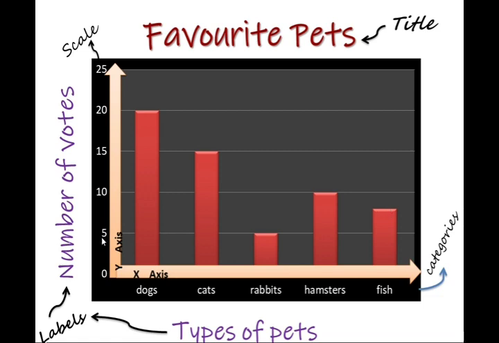Now, the numbers that are in between 5 and 10 are 6, 7, 8, and 9. But look carefully. The bar is not too close to the 5, so it can't be 6. The bar is not too close to the 10, so it can't be 9. So we could choose the 2 remaining numbers. We could either say that the number of people who voted for fish as their favorite pet could be 7 or 8. Alright, you could estimate it could be 7 or it could be 8 people who chose fish as their favorite pet.